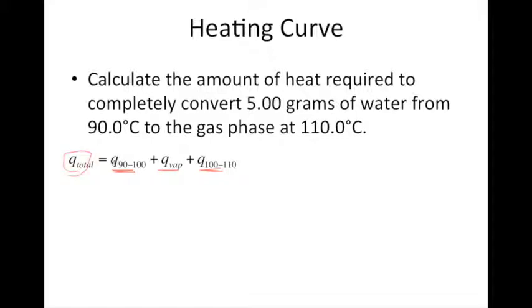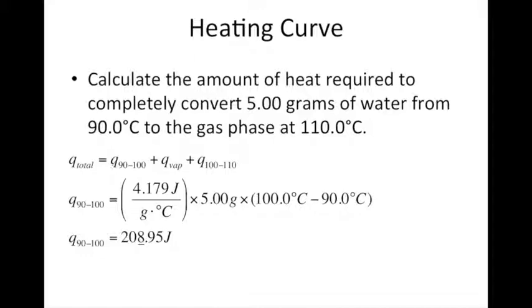So let's do this one first. Q from 90 to 100. We would use our formula, C times M, the mass, times the delta T. So the specific heat of water, we gave that to you earlier, times the mass of the water, in this case 5 grams, times the change in temp. From 90 to 100, that's where we begin our phase change. So if I plug these numbers in, I get 208.95 joules.